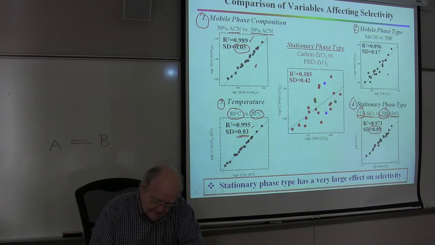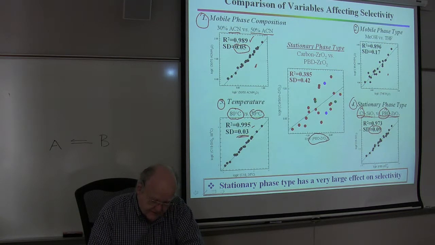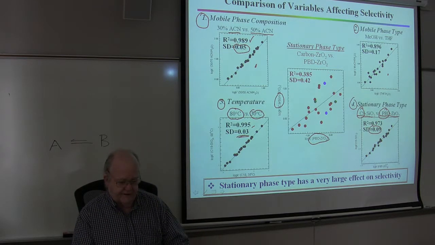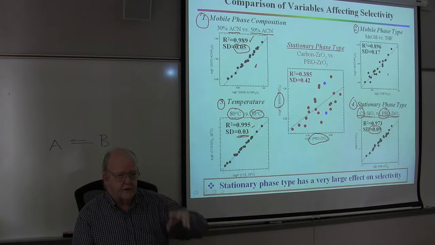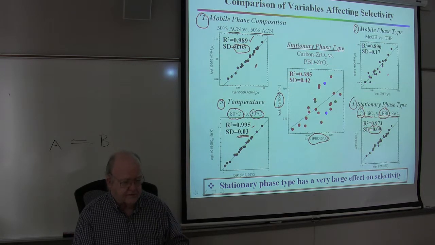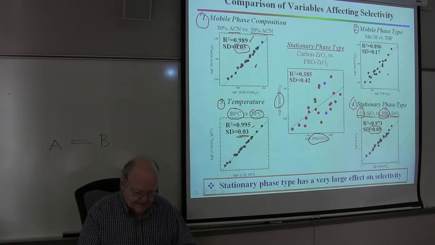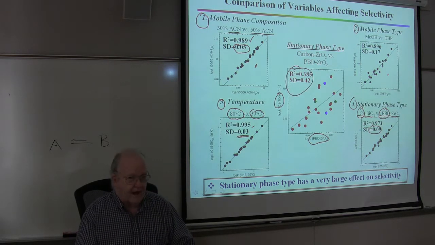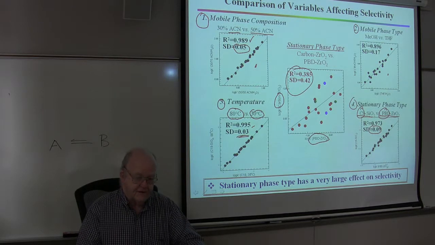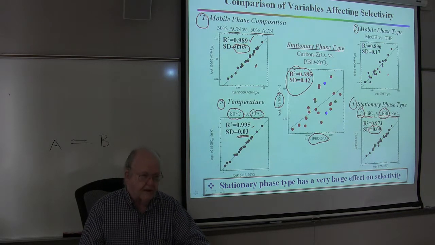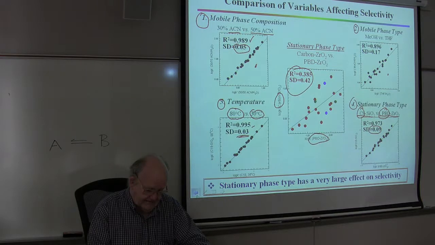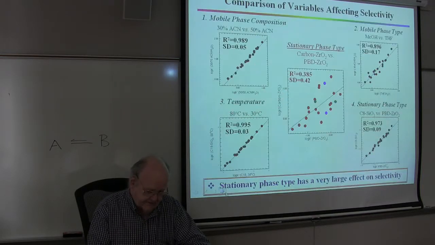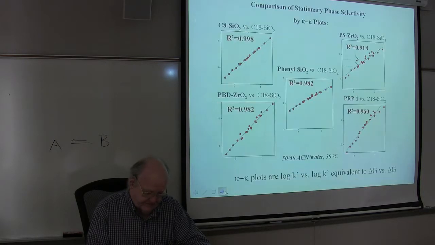However, if we compare this polymer-coated zirconia to a carbon-clad zirconia, where elemental carbon, not a hydrocarbon, elemental carbon, is deposited by a chemical vapor deposition technique, you see we get a lot of scatter. So sometimes the stationary phase can make a really big difference, as I indicated over here. It depends on what the stationary phases are.